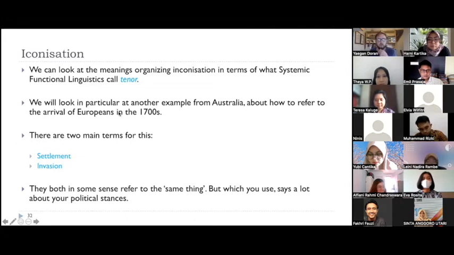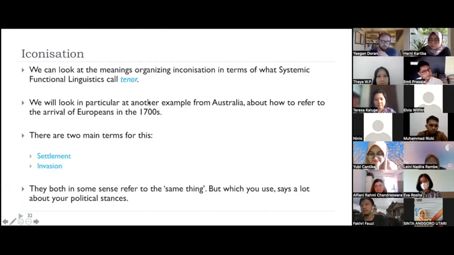So here I'm going to look at another example from Australia about how to refer to the arrival of Europeans in the 1700s. I'm sure, again, Australia and Indonesia have obviously very different histories, but both of us have histories of colonization by Europeans, although very different histories from then on in many ways. I'm sure this is another area where there are many terms for the arrival of Europeans in Indonesia that would say a lot about what you think about that.